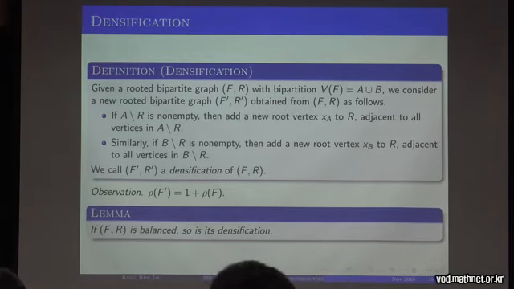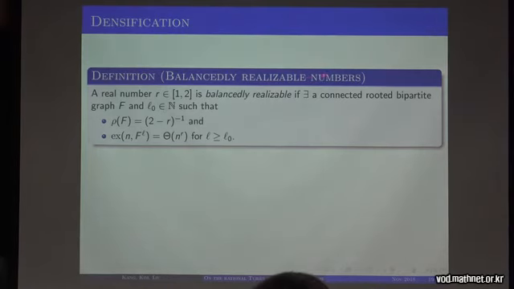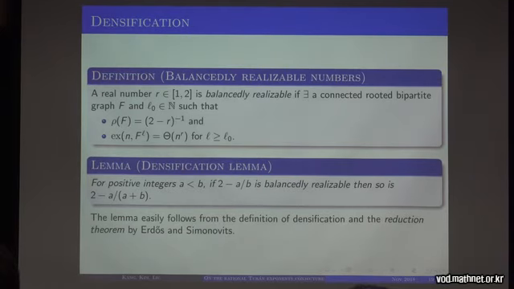We introduce some new definition on realizable numbers. A real number r is balanced realizable if there is a connected rooted bipartite graph F and some sufficiently large integer L such that their global density becomes 2 minus r, and their blow-up has the extremal number of order n to the r for large L. And we are able to show that if 2 minus a over b is balanced realizable, then so is 2 minus a over a plus b.